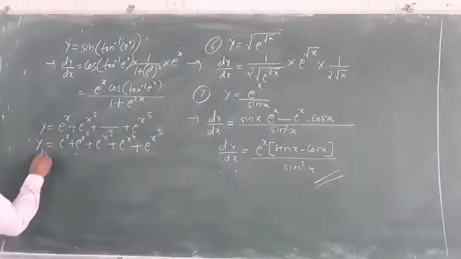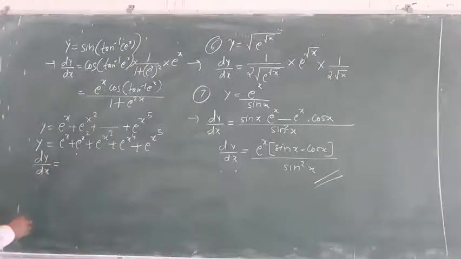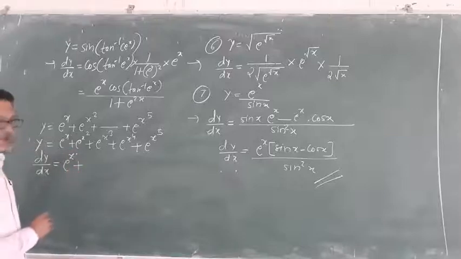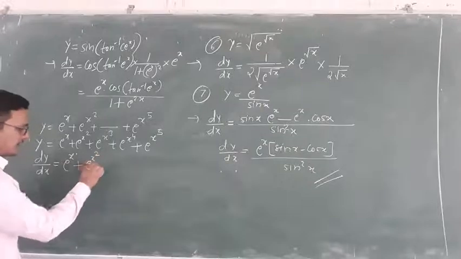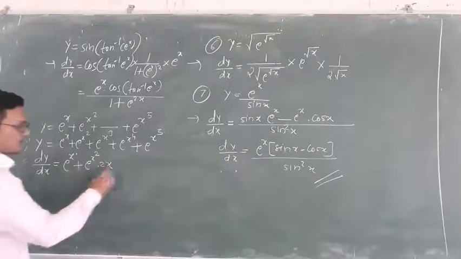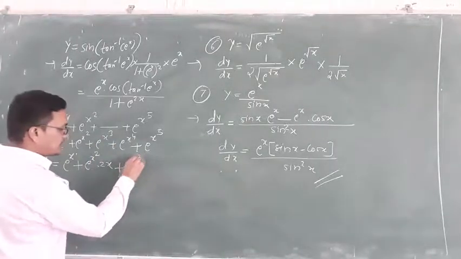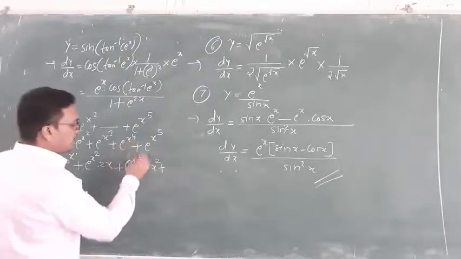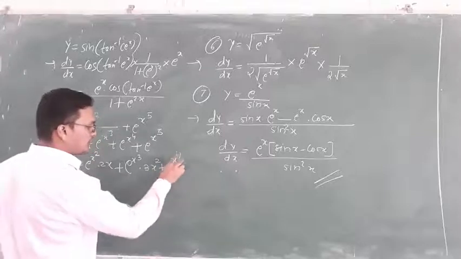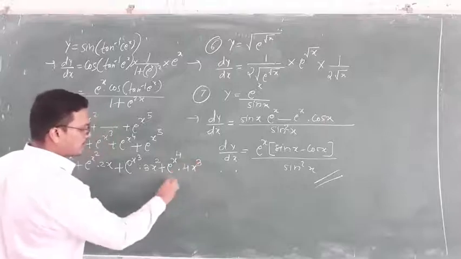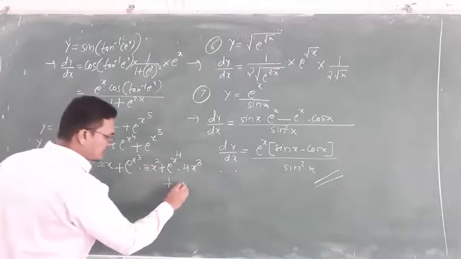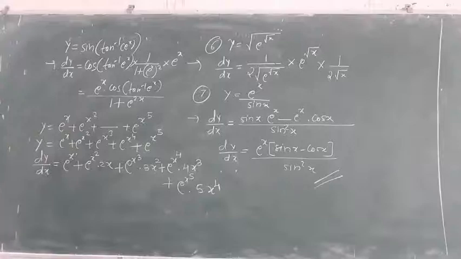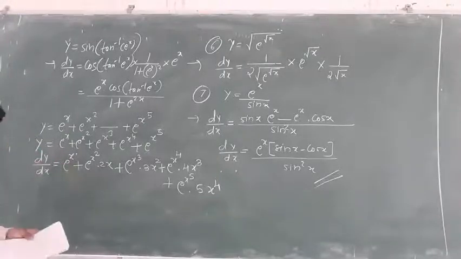So when you differentiate this, y derivative is dy by dx, which is equal to e to the power x derivative is e to the power x, plus e to the power x square derivative is e to the power x square into x square derivative is 2x, plus e to the power x cube derivative is e to the power x cube into x cube derivative is 3x square, plus e to the power x to the power 4 derivative is e to the power x to the power 4 into x to the power 4 derivative is 4x cube, plus e to the power x to the power 5 derivative is e to the power x to the power 5 into x to the power 5 derivative is 5x to the power 4. Okay, so this is the solution of this given function.